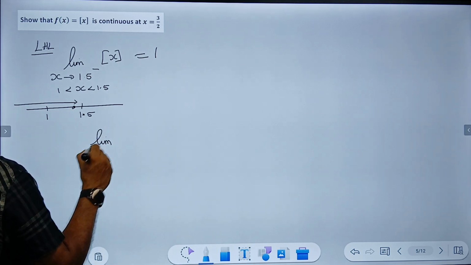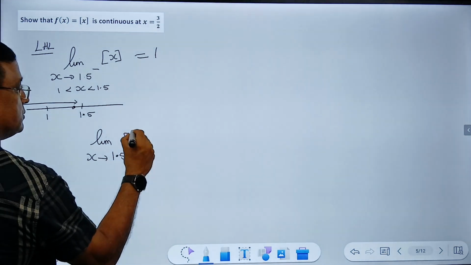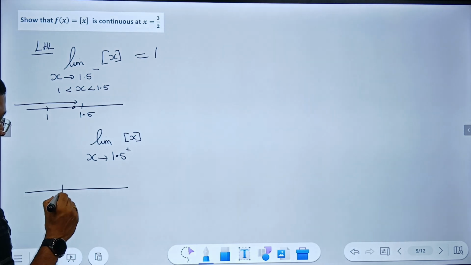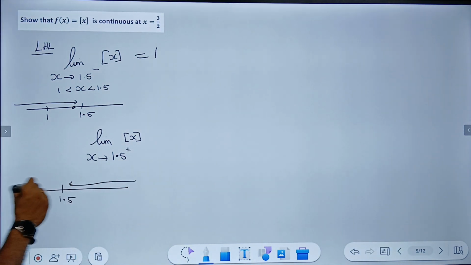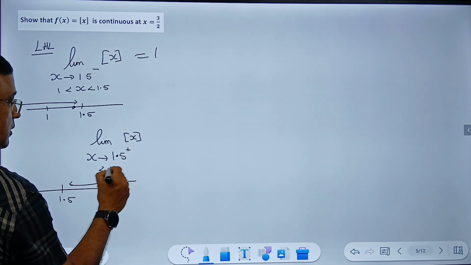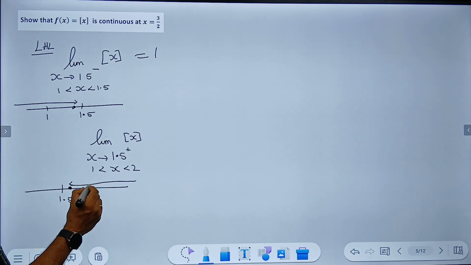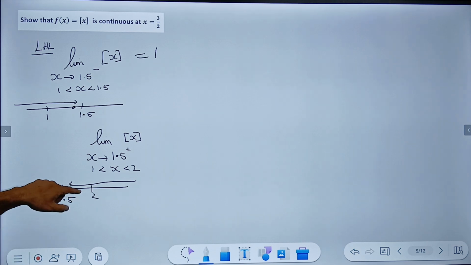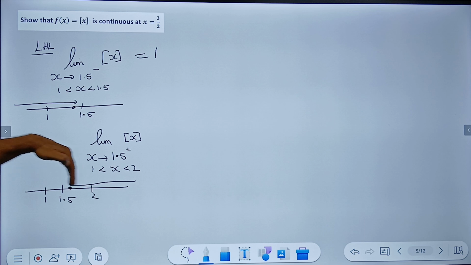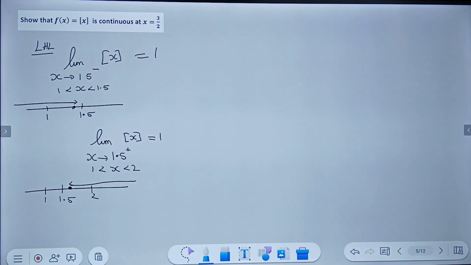Limit x approaches 1.5 plus, greatest integer function. Now x is coming to 1.5 from the right hand side. So your x values are between which two integers? It's between 1 and 2. So when it is between 1 and 2, the smaller integer is 1. So the right hand limit is also 1.